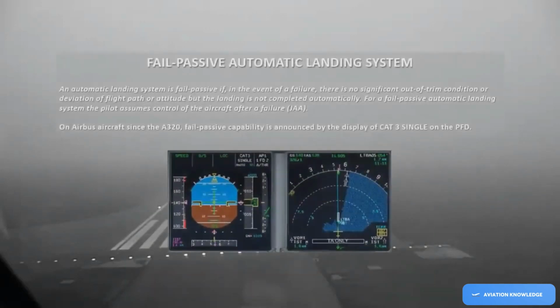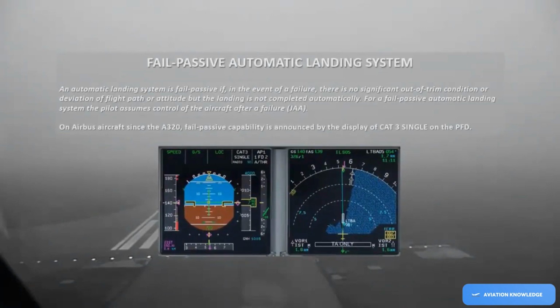Fail-passive automatic landing system. An automatic landing system is fail-passive if, in the event of a failure, there is no significant out-of-trim condition or deviation of flight path or attitude but the landing is not completed automatically. For a fail-passive automatic landing system, the pilot assumes control of the aircraft after a failure. JAA. On Airbus aircraft since the Airbus 320, fail-passive capability is announced by the display of Cat 3 single on the PFD.